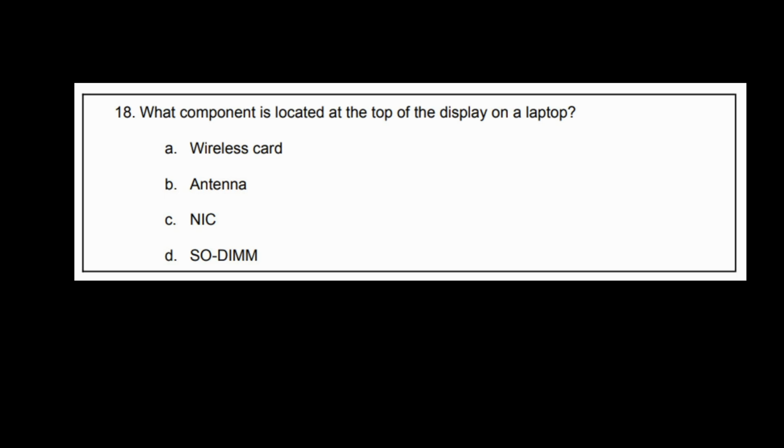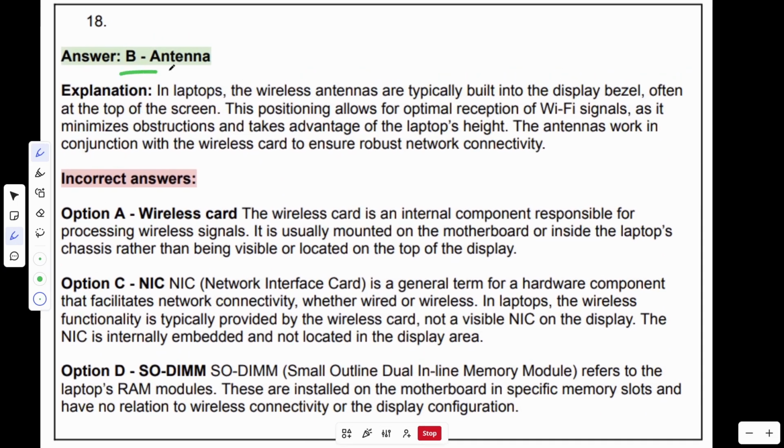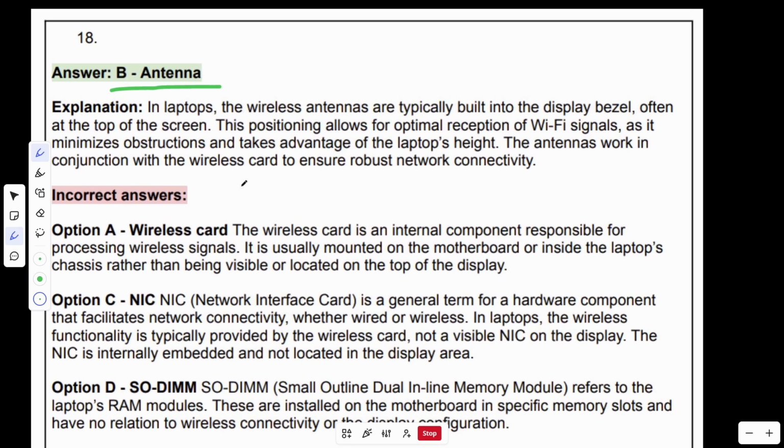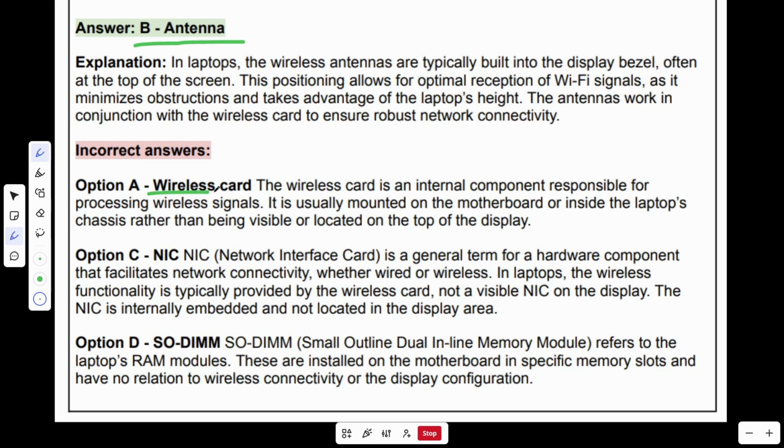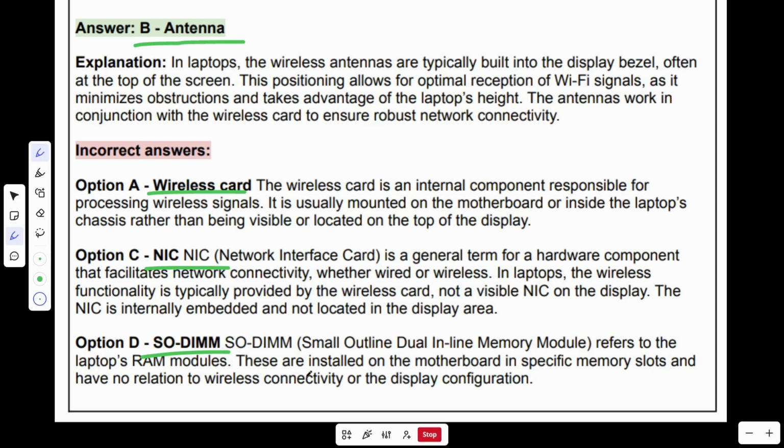Pause the video if you need more time. I'm going to give you the answer right now. It is B, antenna. Again, the antenna has to be at the top to get the most signal. All right, the wireless card and the NIC and the SODIMM are all part of the primary motherboard. They're going to be on that main motherboard. They're not going to have that wired connection snaking up into the top of the screen.